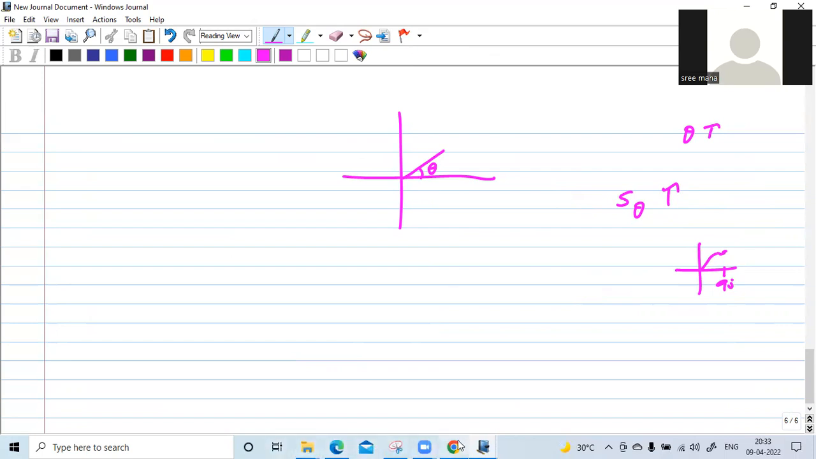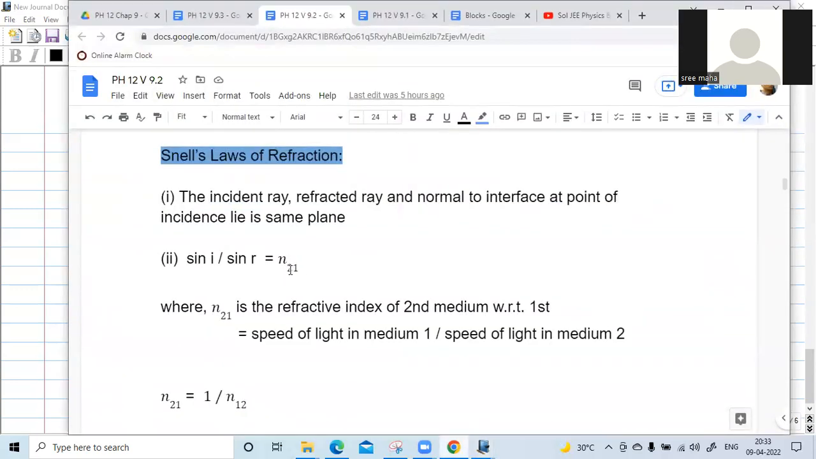So here, N21 is greater than 1. So sin I is greater than sin R. Does that mean I is greater than R?